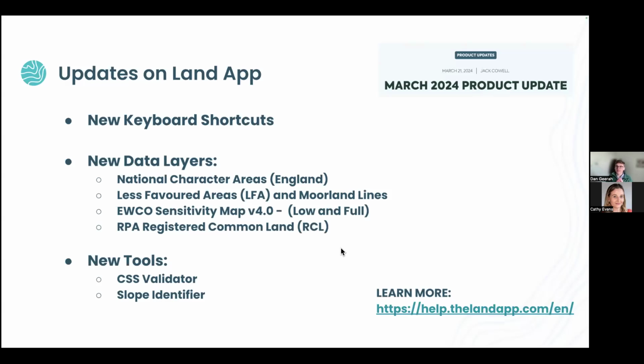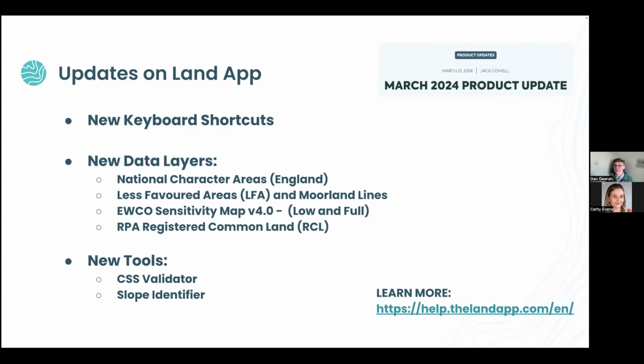So just very quickly, we did a product release at the end of March, and we've actually done a release yesterday as well. We haven't shouted about it yet. And these are just some of the key releases that we've done. I mentioned the keyboard shortcuts, so I will be demonstrating some of those, just making it slightly easier for you to quickly map using your keyboard as you would when you're typing a document on Word, for example: undo, redo, escape, delete, etc. We've also released some new data layers.